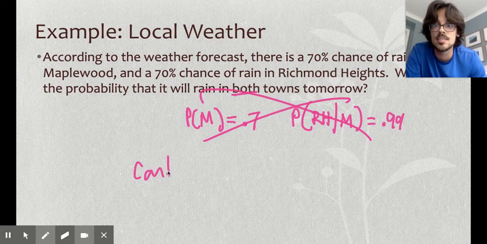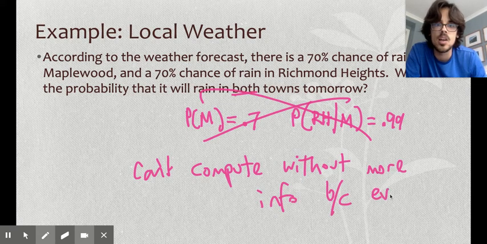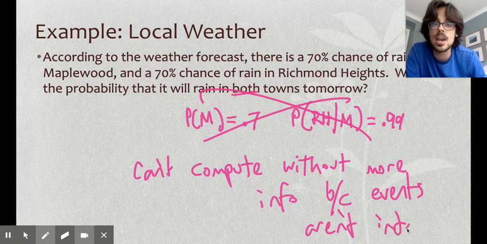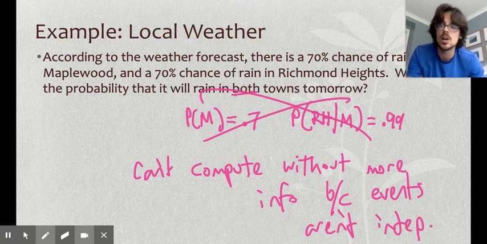So we can't compute it without more info because the events aren't independent. So be careful before you start multiplying stuff that it actually is independent. Otherwise it's like a trick question.